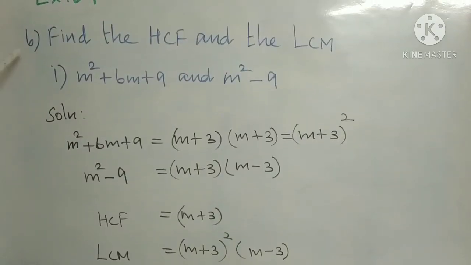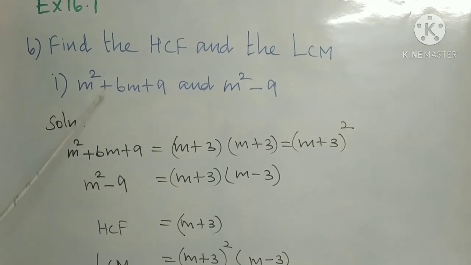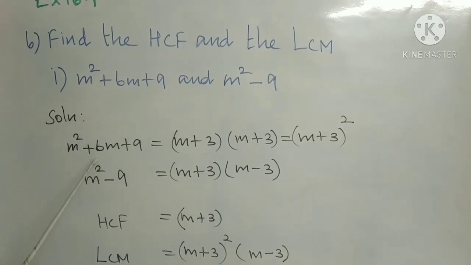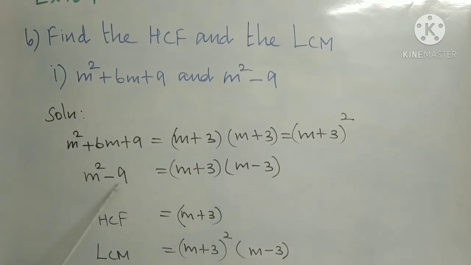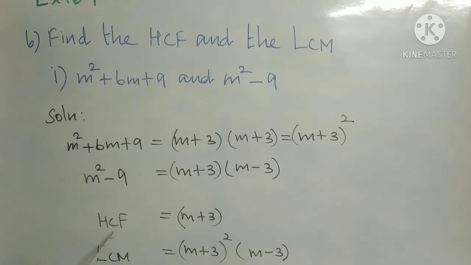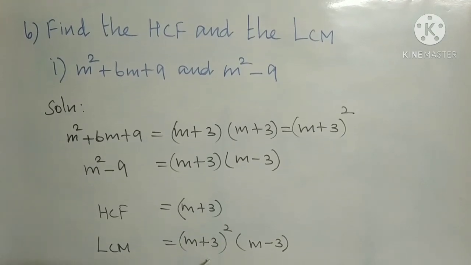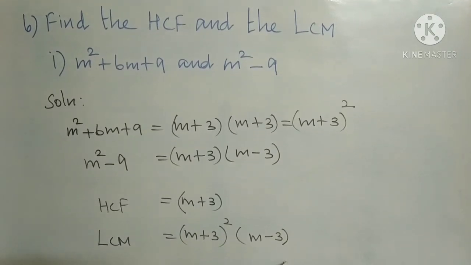Next one, sixth one, first subdivision. Two polynomials are given. So m square plus 6m plus 9 equals m plus 3 the whole square, and m square minus 9 is m plus 3 into m minus 3. So HCF equals m plus 3. LCM equals m plus 3 the whole square into m minus 3.